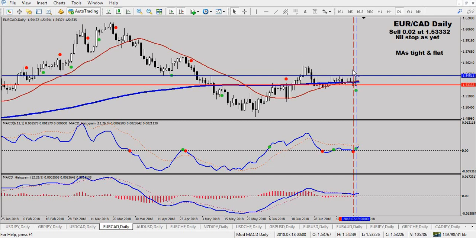Euro CAD. I was in a sell here, only lasted a day. It reversed today, and I've now closed that sell for a loss. I think it was about 120 pips, and I took a new buy this morning, so we can get rid of that sell. Look at the MAs. I probably talked about this yesterday when we went through the sell, but they're very tight, and you can see the crosses by the dots on the fast MACD. The standard MACD is still not setting the world on fire, but meets all the other criteria.